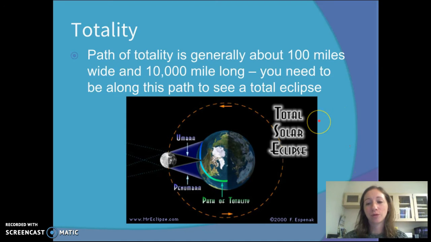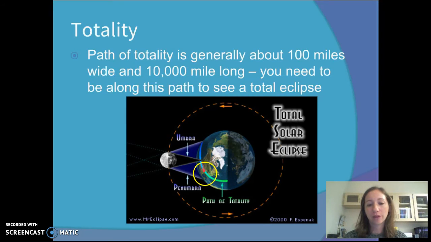And the reason we don't see them that many times is that in order to see a total eclipse, you have to be within what's called the path of totality. So again, there's only a really small portion of the Earth that actually gets hit by the umbra to see the full shadow of the total eclipse. And then as the Earth is rotating, anyone within that path will see it.